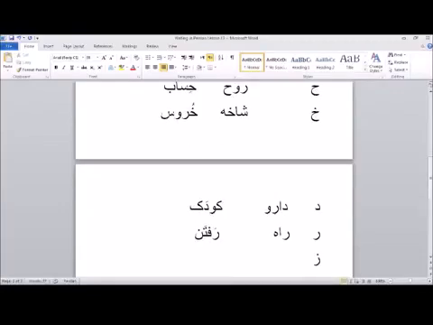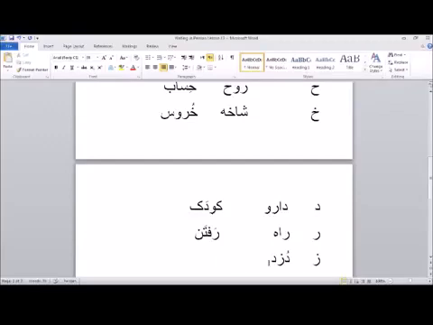We had this one, z. Now we see r with no dot, z with 1 dot. An example would be dozd, d, o, z, d. Dozd means thief, burglar, robber.